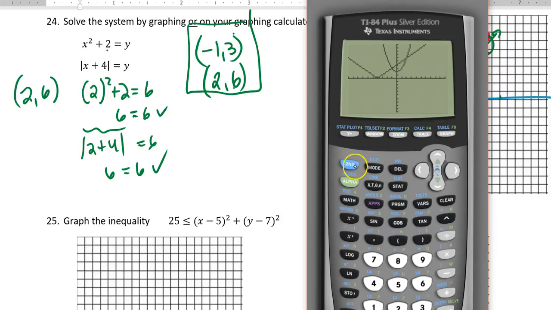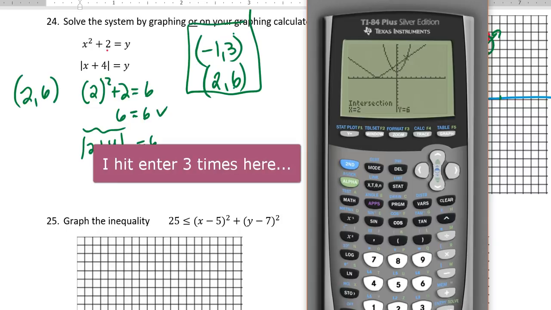To find those 2 intersections, we're going to hit second trace 5. Okay, and since I only have 2 equations, I can just hit enter, enter, enter, and it will find that first intersection as -1, 3. To find my second intersection, I'm going to say second trace 5. And like we did earlier, I'm going to go along the function using the right or left arrow key until I'm near the other one, and I'm going to hit enter. And so I get 2, 6.